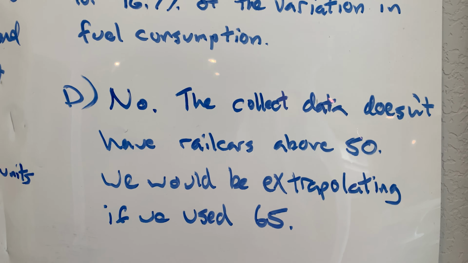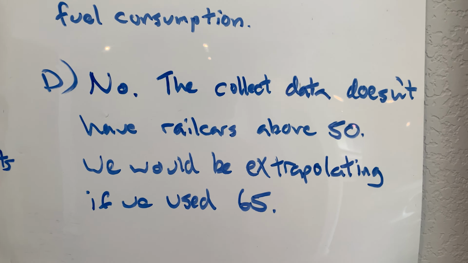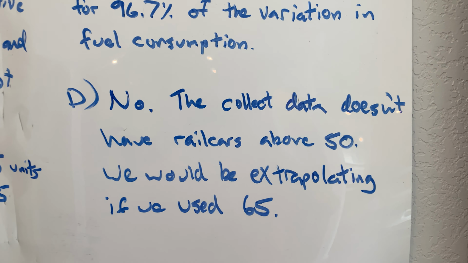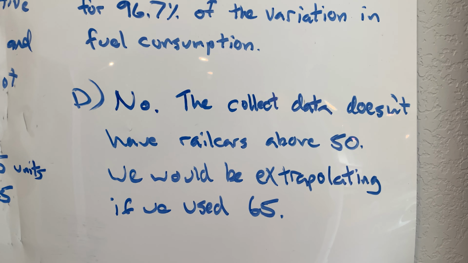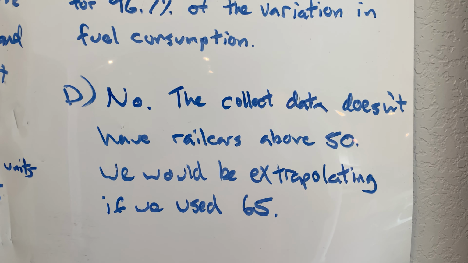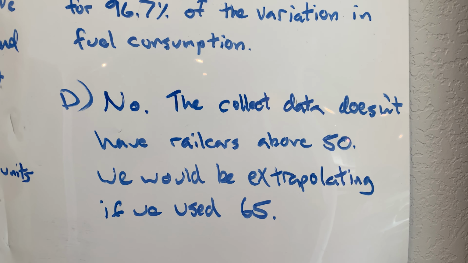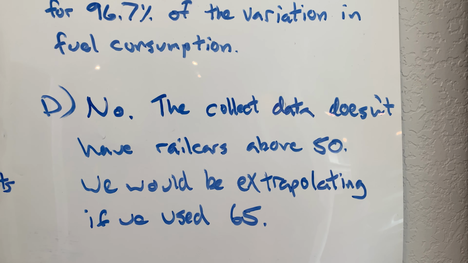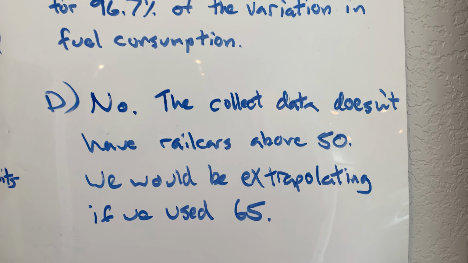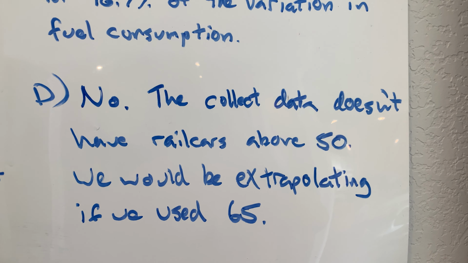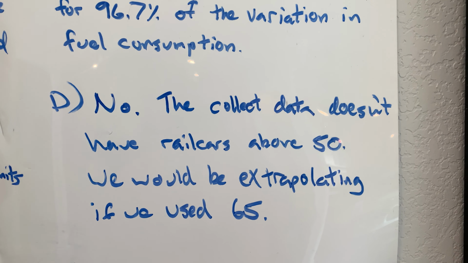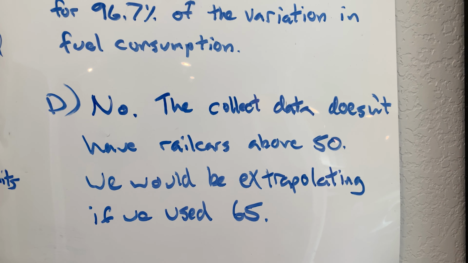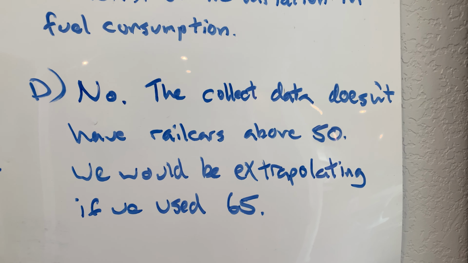And then finally, it says, can we do this for 65 cars? If you go back and look at the scatter plot, you'll notice that the largest number of rail cars that they used when they collected their data was about 50. I don't know if it was exactly 50, but it was about 50. They're wanting us to plug in 65. So this is just textbook extrapolation here. So I'm answering the question, no, we should not use it. The data collected doesn't have any rail cars above 50. We would be extrapolating if we use 65.